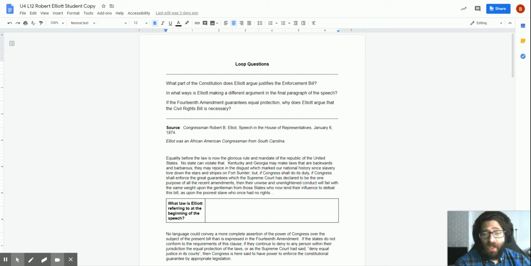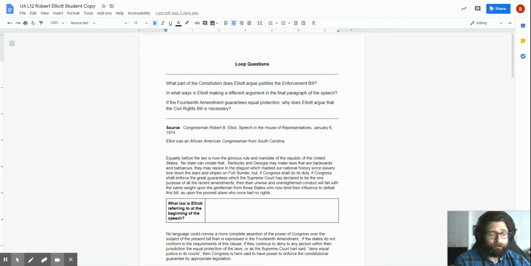And the last one, if the 14th Amendment guarantees equal protection, why does Elliott argue the Civil Rights Bill is necessary? So the idea here is that, well, in theory, the 14th Amendment granted citizenship, made citizens of all these former slaves. So if the whole point is that this amendment would make everybody equal and have all the same protections and freedoms and all that stuff, well then why does Elliott make the point that the Civil Rights Bill of 1875 is something that needs to happen?